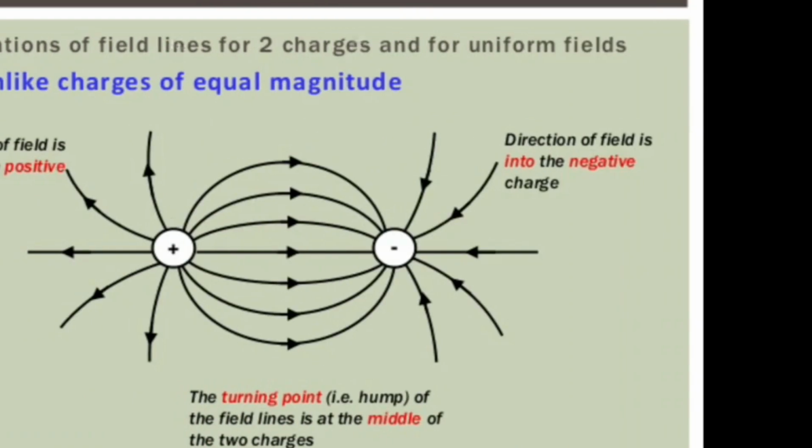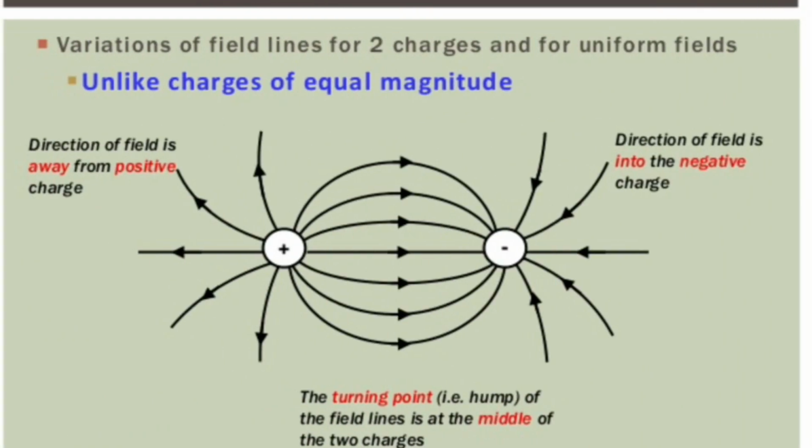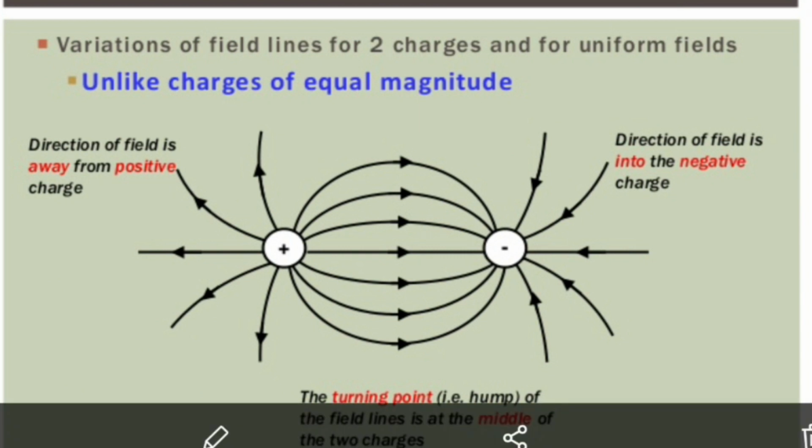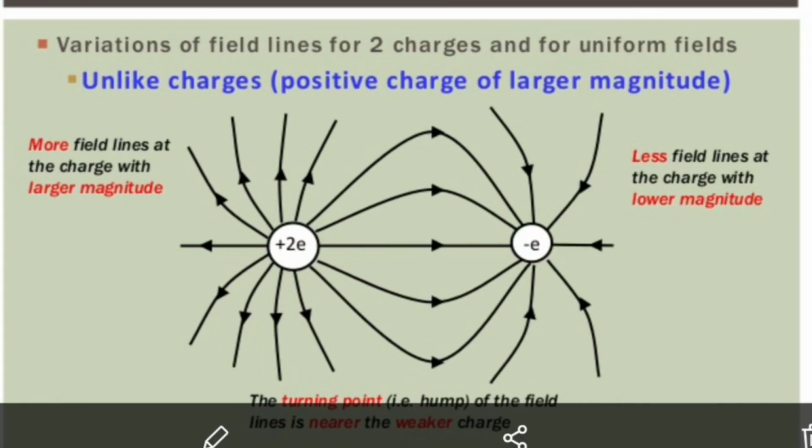Now, the electric field lines due to two unlike charges, that means positive and negative, of equal magnitude. In the case of two unlike charges, the field lines start at the positive charge and end at the negative charge, and you have the field lines shown as given. So this is the field lines due to two unlike charges of equal magnitude.